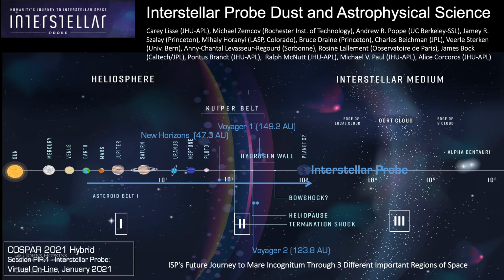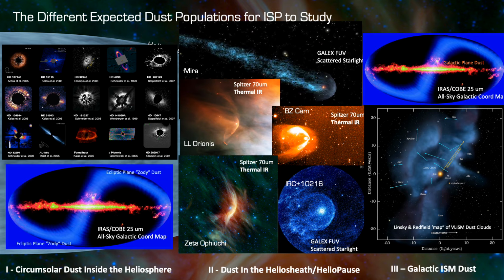I'm here today to give you all a sense of exciting, unique, and transformative science that ISP can do by taking two new instruments out from the heliosphere, through the heliopause and the heliosheath, and into the nearby galaxy. Those three regions are illustrated here in the picture on this cover slide, showing regions 1, 2, and 3, where ISP will be doing all its exciting science. So let's move on and see what kind of science it can do.